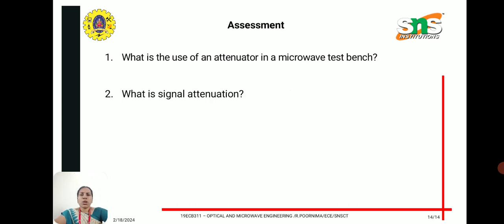And we can have a small assessment. What is the use of an attenuator in a microwave test bench? Generally in the laboratory we use attenuators to reduce the power of the signal that is flowing through the waveguide, so that we can measure the output power, impedance, and also standing wave ratio at the load. And then, what is signal attenuation? Signal attenuation means reduction in the signal level or reduction in the power of a signal.